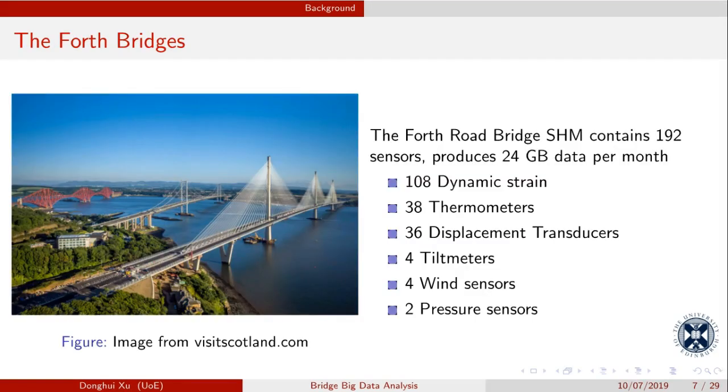So my project will focus on the SHM system on the 4th bridge. The 4th bridge, as you can see in the middle, was built in the 1960s and closed for major maintenance in December 2015, I think. And the SHM system was installed during that maintenance. Currently, we have data from December 2015 for 36 months. This system has nearly 200 sensors and can produce 24 gigabytes of data per month.